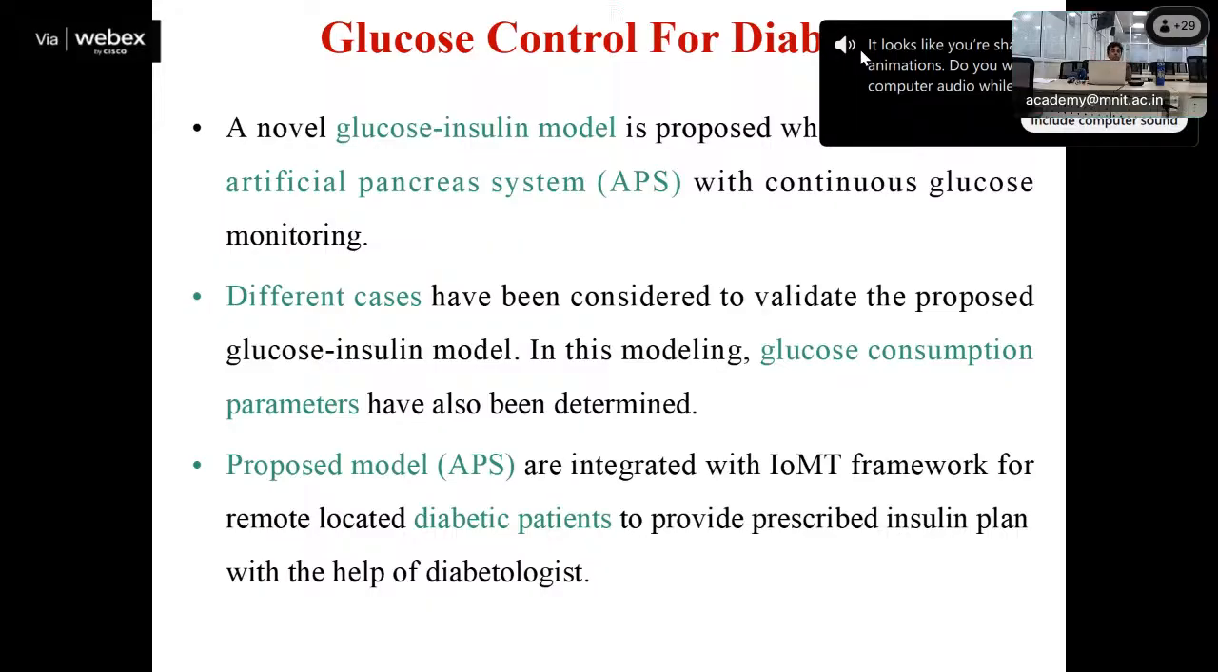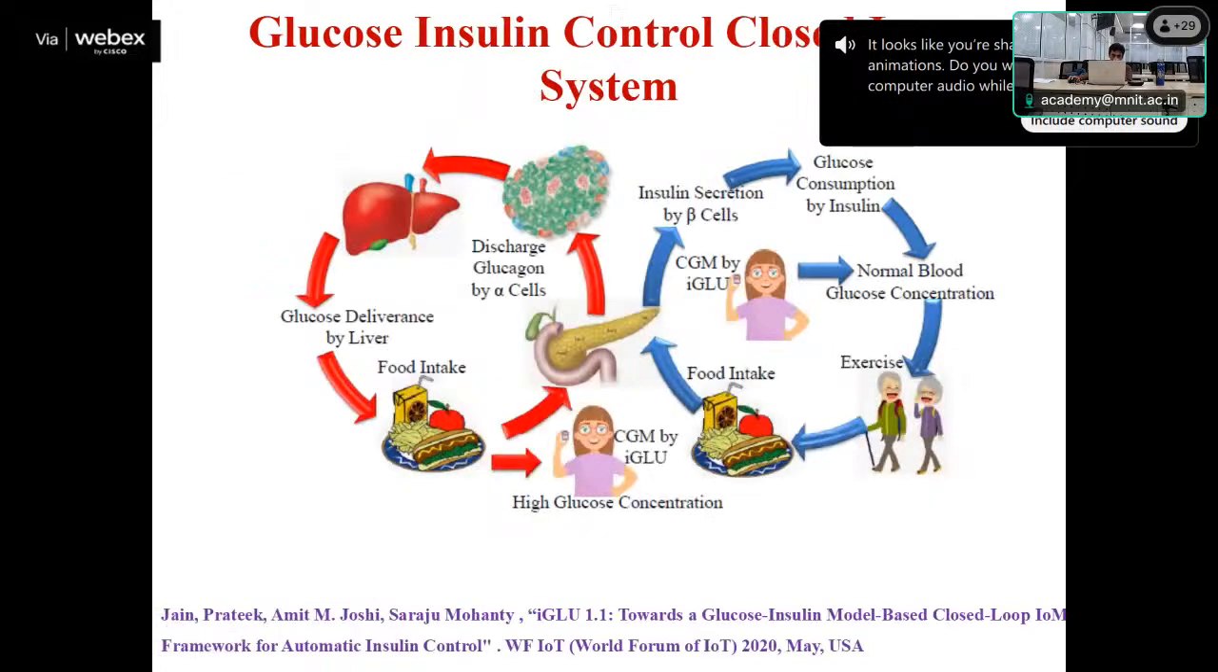So for that, you need to create one particular glucose insulin model inside that insulin pump. Inside the insulin pump, this model will decide what exact amount of insulin has to be injected according to the present glucose value. So that is the artificial pancreas system. And this is the glucose insulin model that we already talked about.